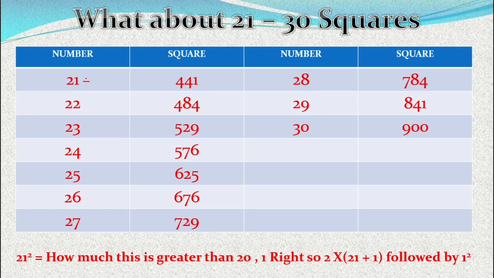21 is 1 greater than 20. Take 1 square here. What is 1 square? 1. What is 21 plus 1? 22. And multiply this by 2.